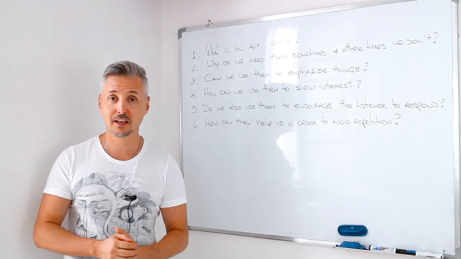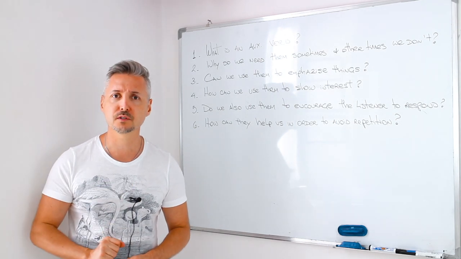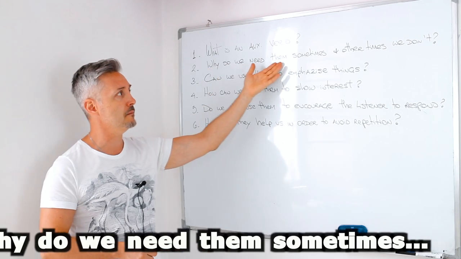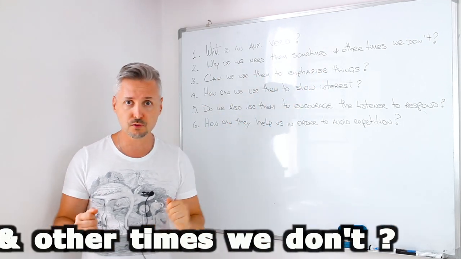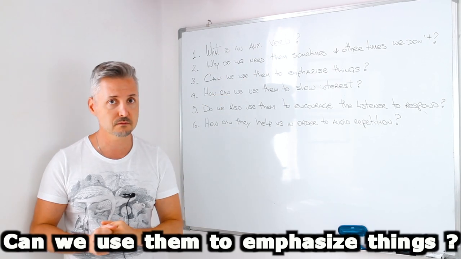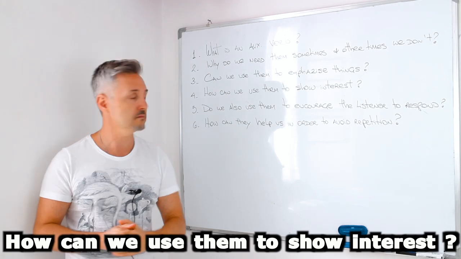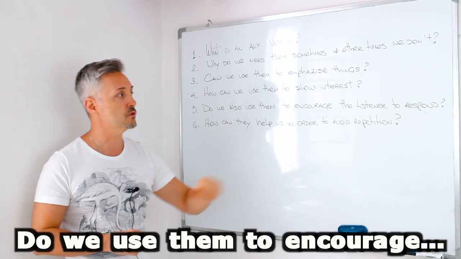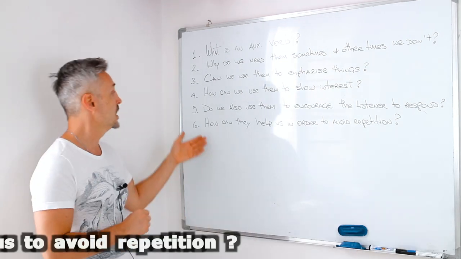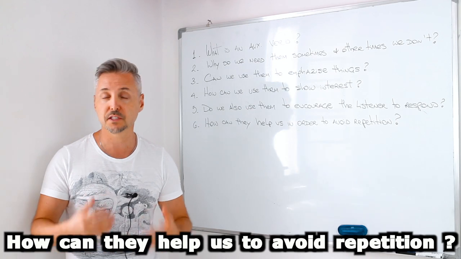Thanks for asking. I have 6 questions about auxiliary verbs. What is an auxiliary verb? Why do we need them sometimes and other times we don't? Can we use them to emphasize things? How can we use them to show interest? Do we also use them to encourage the listener to respond? And the last one, how can they help us in order to avoid repetition?